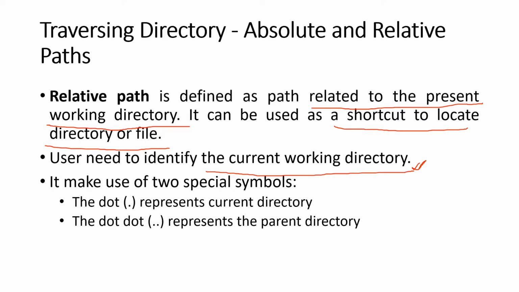Okay, and the third point, in this relative path, we are going to make use of two special symbols, where single dot represents the current directory, and double dot represents the parent directory. So let's see from the example. Hopefully by looking at the example, you're able to understand what it means by this double dot and also single dot.